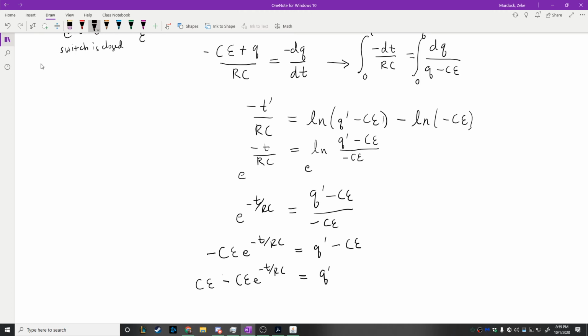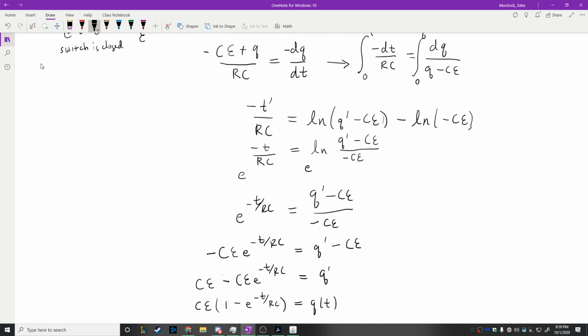Mathematically, I don't know. It's the absolute value of the quantity. Yeah, maybe that has some more meaning when you have numbers involved. Anyway, what we end up getting then is CE. We can factor that out, times 1 minus e to the negative t over RC, and that's equal to q as a function of time.